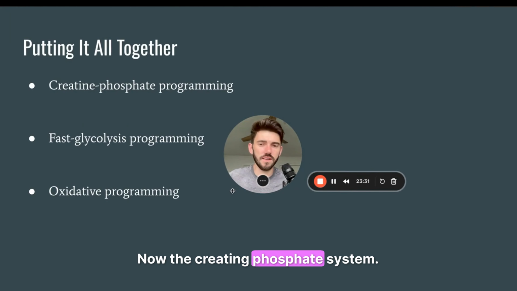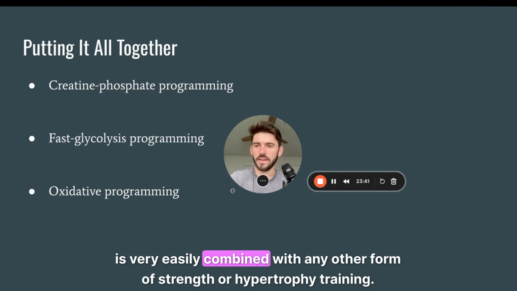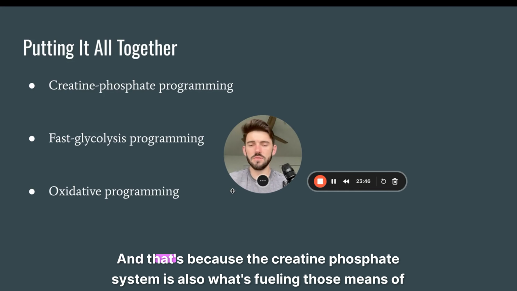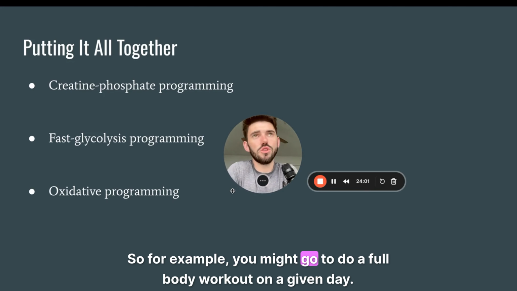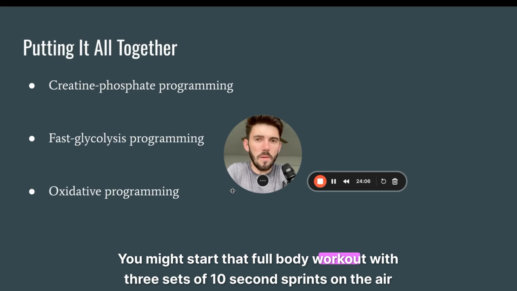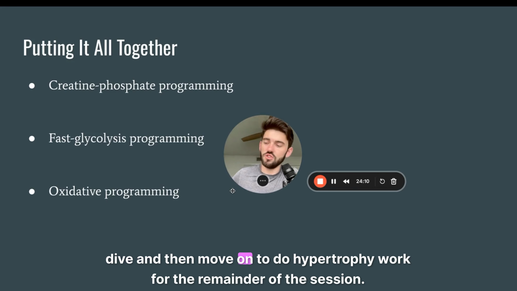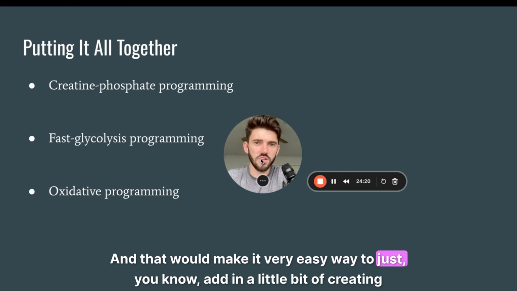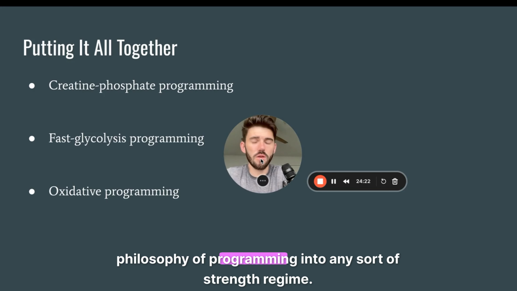Now, the creatine phosphate system is very easily combined with any other form of strength or hypertrophy training. And that's because the creatine phosphate system is also what's fueling those means of training. So, for example, you might go to do a full body workout on a given day. You might start that full body workout with 3 sets of 10-second sprints on the air dyne, and then move on to do hypertrophy work for the remainder of the session. And that would make a very easy way to just add in a little bit of creatine phosphate programming into any sort of strength regime.